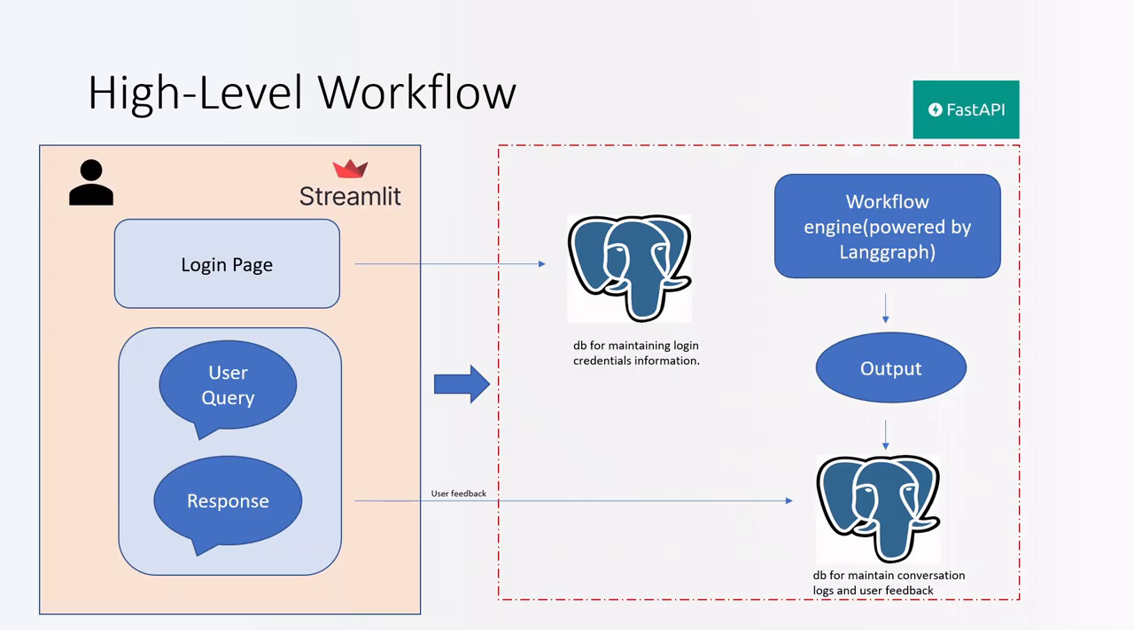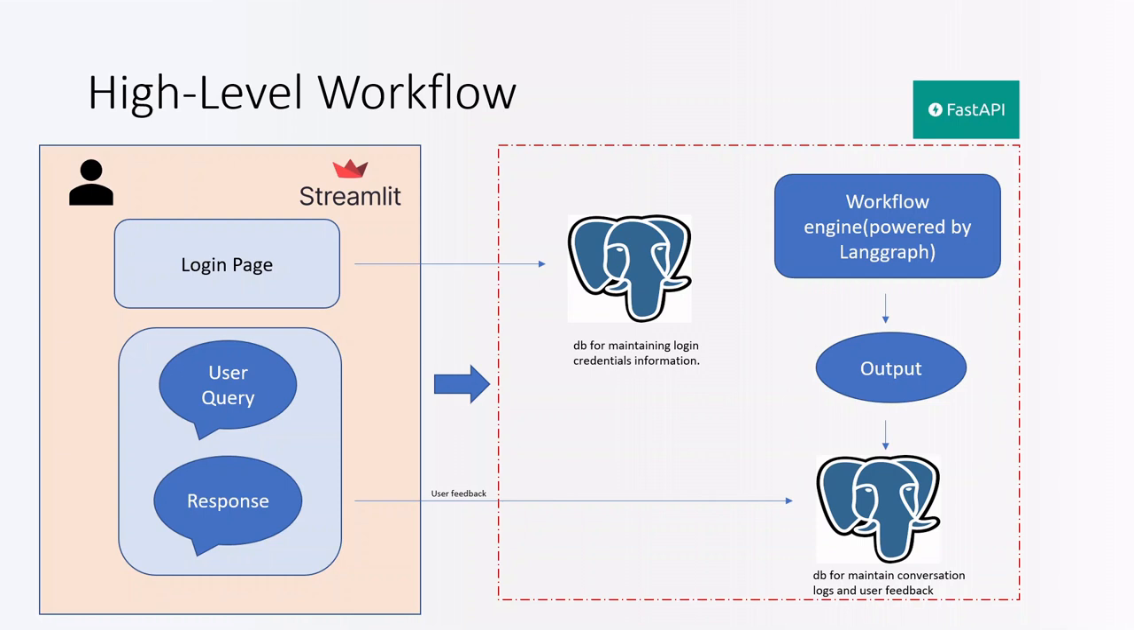Now let's see a high-level workflow of this application. On the left side you can see the UI that's created with Streamlit. There are basically two layers to the UI. One is the login part, and second is the main landing page of the chatbot. Once you start on the login page, you enter your credentials. It goes to the backend, which is wrapped in FastAPI. It goes into the database that maintains the login credentials. If you click login, it will check if the credentials exist. If they do, you are successfully logged in.